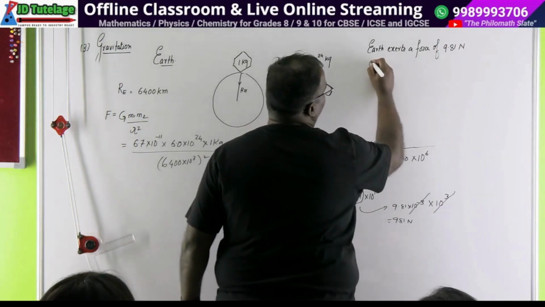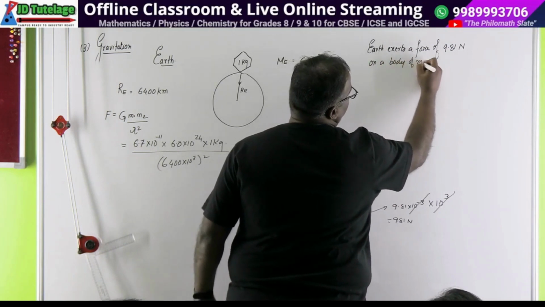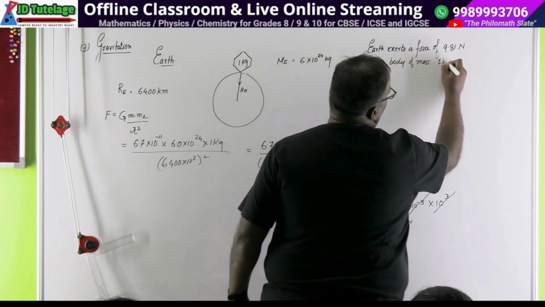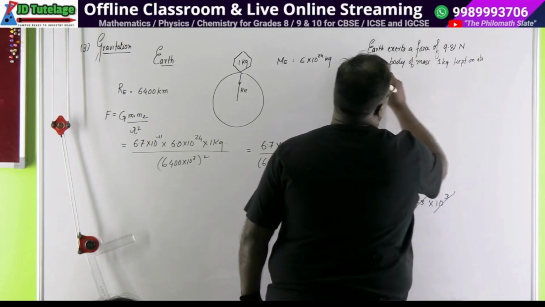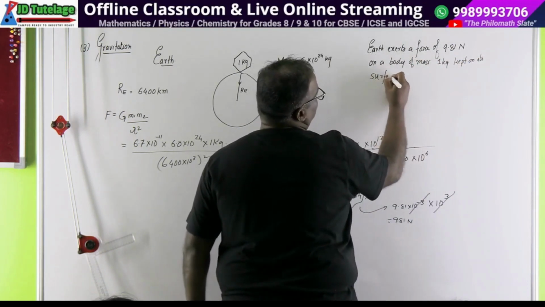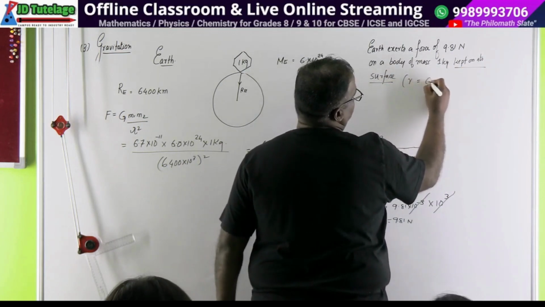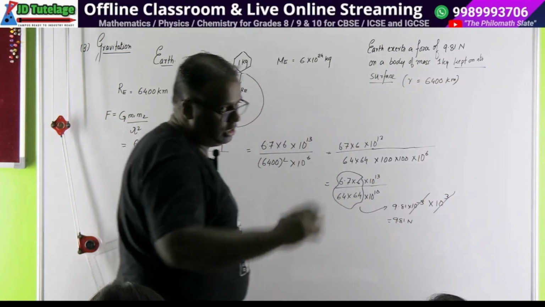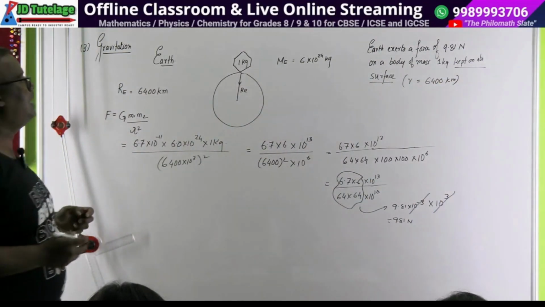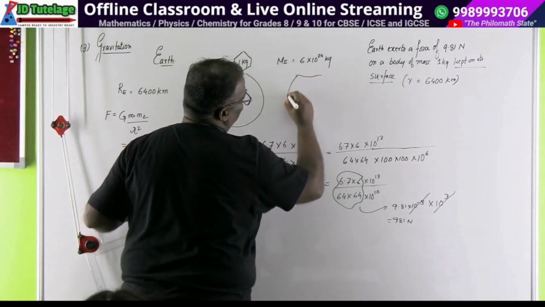9.81 Newton on a body of mass 1 kg kept on its surface. Aur ye jo "kept on its surface" likh raha hoon na, iska matlab hai when the r is 6400 kilometers, that is the radius. Now the good thing that you should ask me, sir, ma'am had told the earth is not round, it's flattened at the pole like an orange.